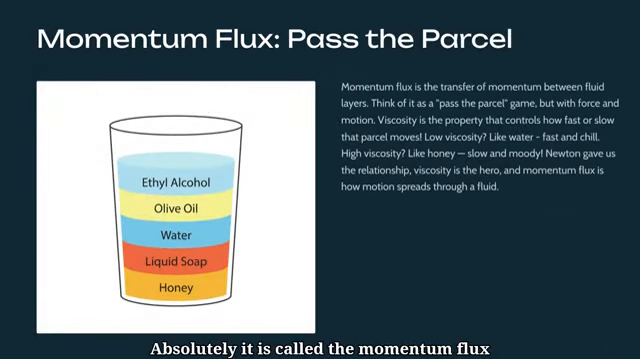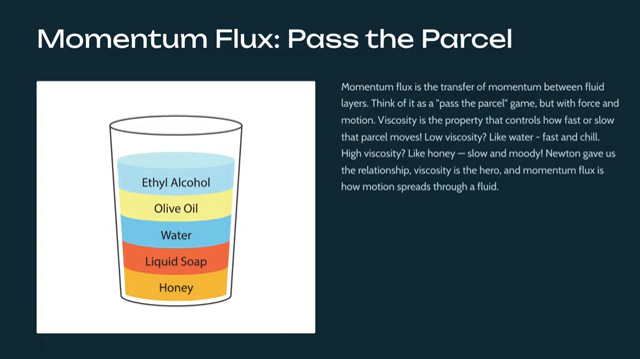Absolutely, it is called the momentum flux because momentum is being transferred between the fluid layers like a pass the parcel, but with force and motion. Also, viscosity is a property that controls how fast or slow the parcel moves. Low viscosity like water, fast and chill. High viscosity like honey, slow and moody. So in short, Newton gave us the relationship. Viscosity is the hero. Momentum flux is how motion spreads through a fluid.